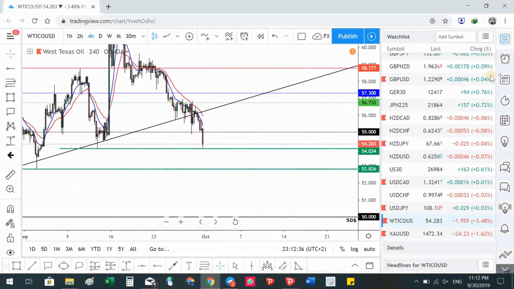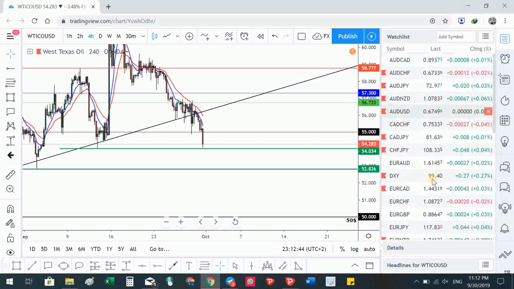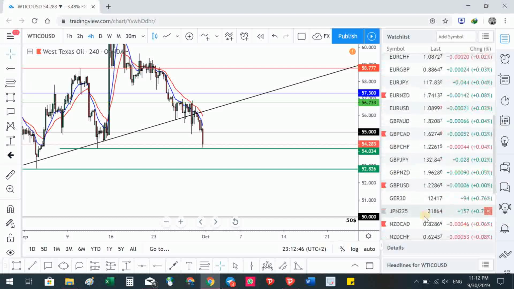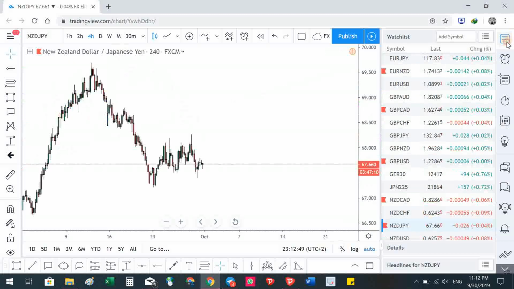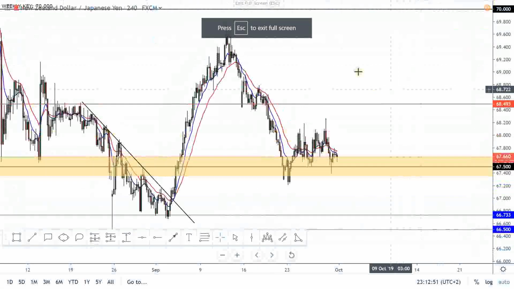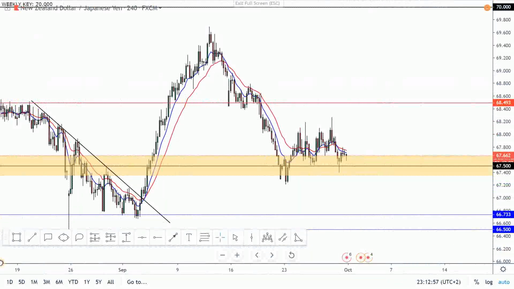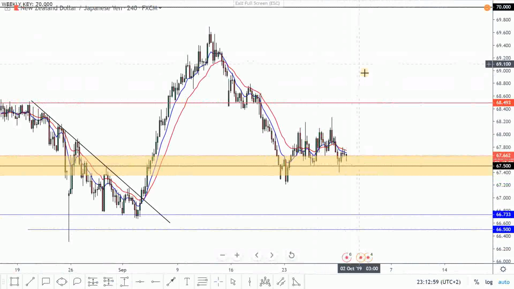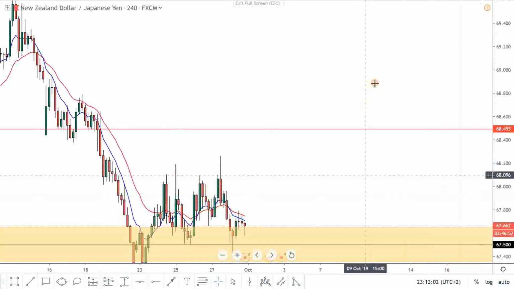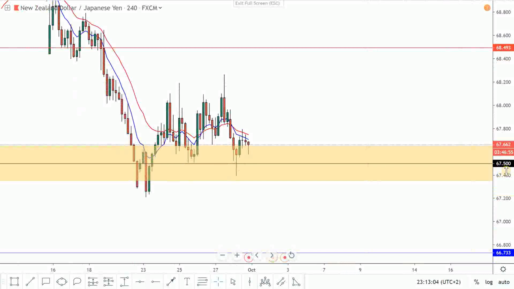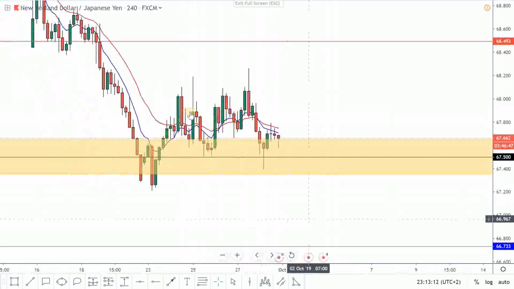The other currency pair we have on our checklist is New Zealand JPY. Let's go see where it is. Yeah, here it is. New Zealand JPY also has very interesting price action. This is the 4 hours time frame on the New Zealand JPY. As you can see here, at this number, 67.500, we have a very nice and strong price action on this area.